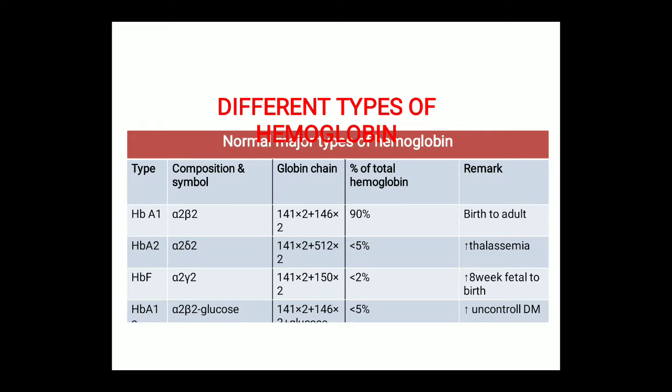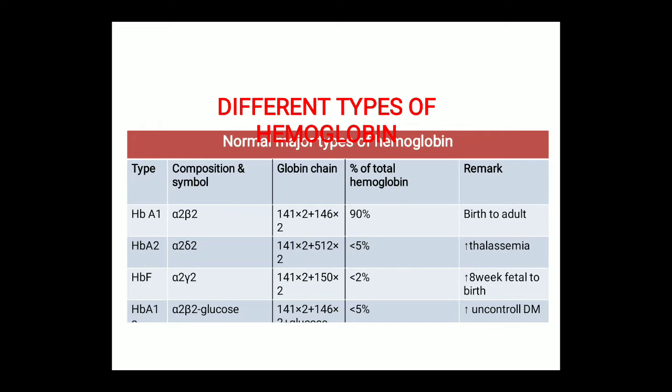HbF, also called fetal hemoglobin: 2 alpha chains and 2 gamma chains. Alpha chain contains 141 amino acids into 2 plus 146 gamma chain amino acids. It is present less than 2% of total hemoglobin. It is present from 18 weeks of fetal life to birth.